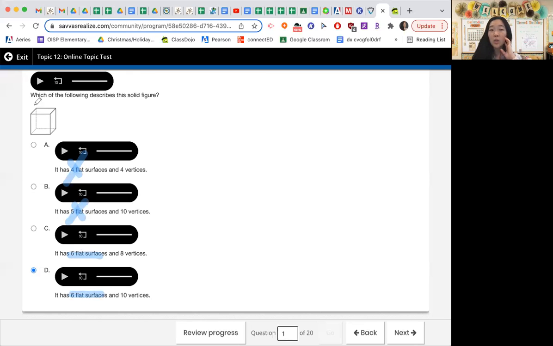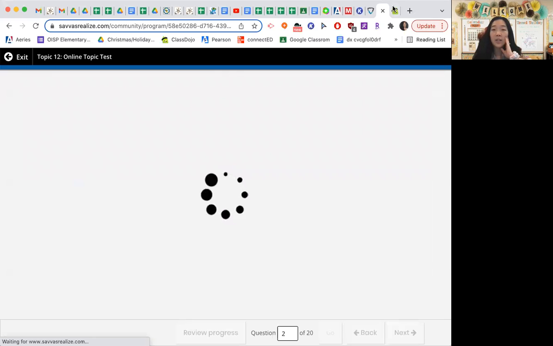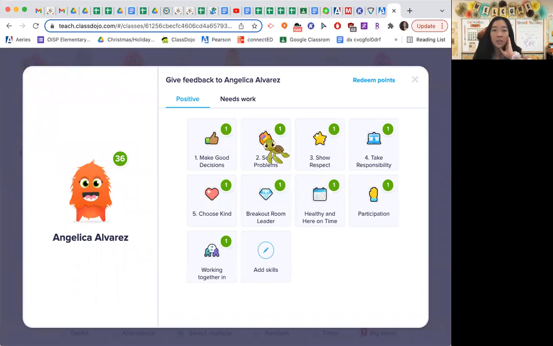Now, vertices are the points that it has, these points right here. Now, how many points does a cube have? So there's 4 up here and there's 4 down here. 1, 2, 3, 4. So what is 4 plus 4? 8. So which is the right answer? Is it C or D? C. Very good. Remember, this is only for Angelica. It has 6 flat surfaces and 8 vertices. Very good, Angelica. All right, I'm going to give you your Dojo point. We're going to move on to the next person.